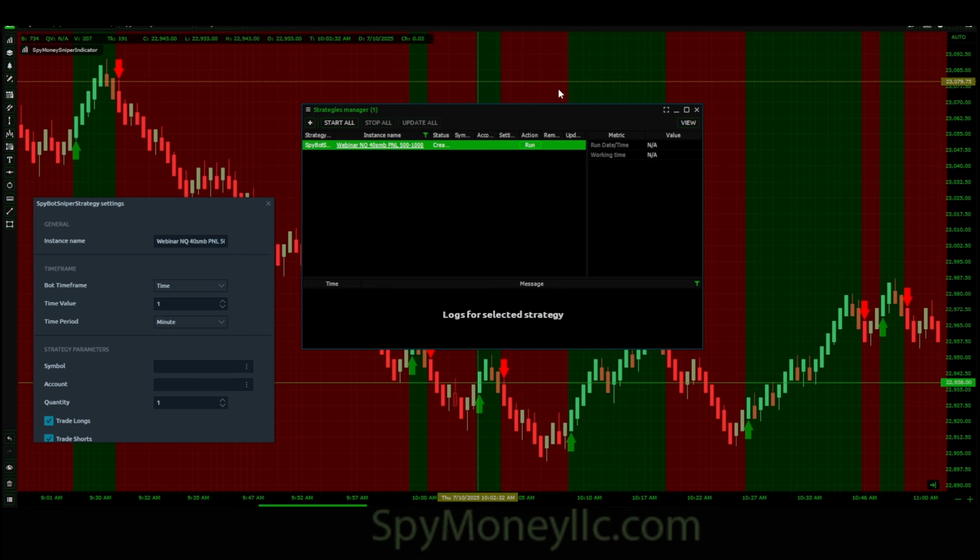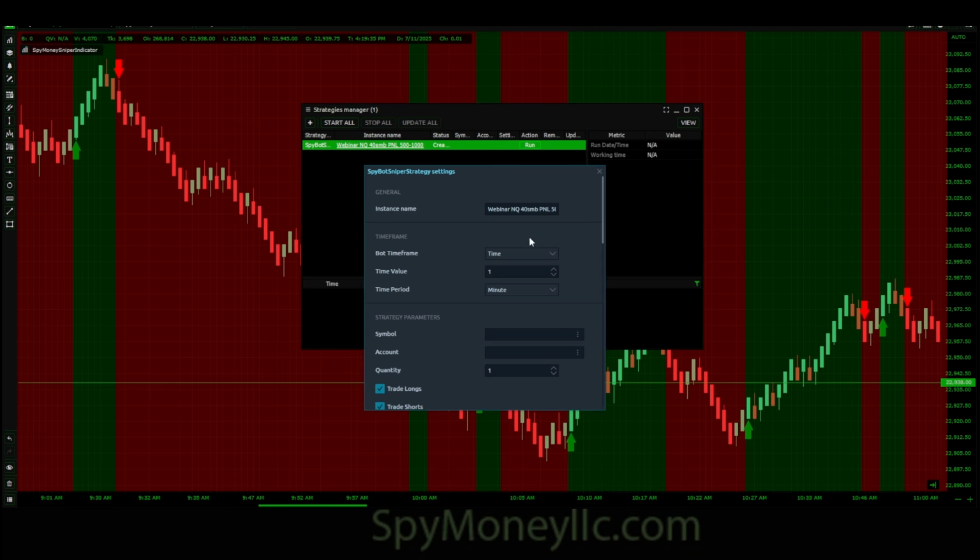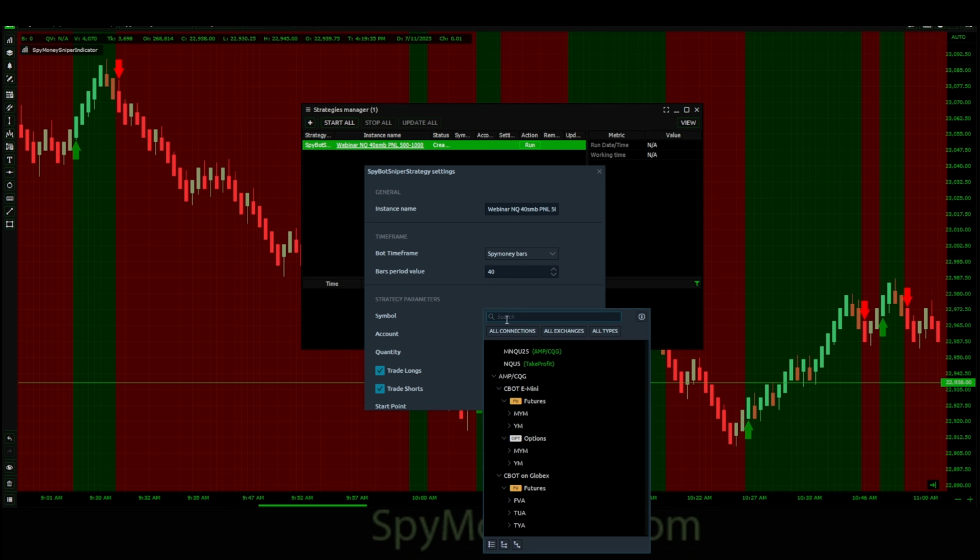And that way, if you're running several bots at the same time, which you can, then you can choose to run or not. The next thing we do is we pick our time frame. Now you can pick any time that you want that Quantower allows, but we use the SPY money bars, and we change that to 40. This is going to set it up for our chart that we have right here. And then our symbol, we're going to come down and we're going to pick, say, our live account.